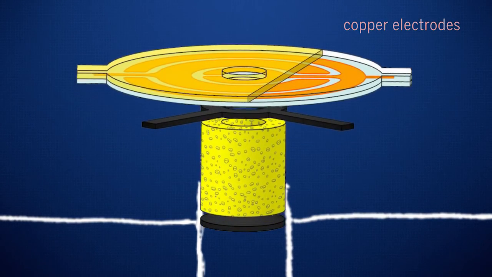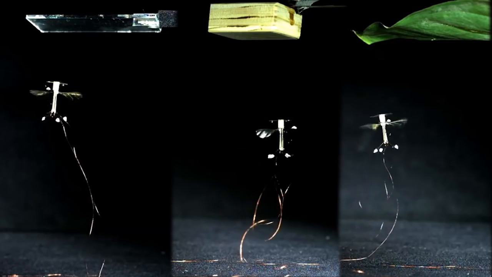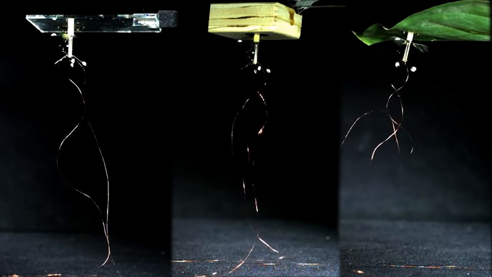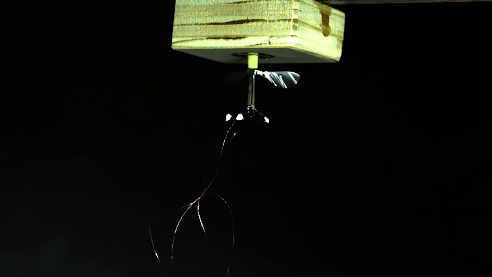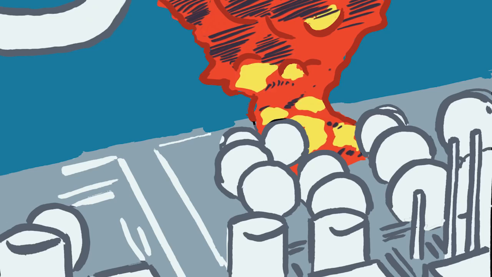The lightweight electrode patch combined with a flexible shock-absorbing mount enables the robot to perch on a variety of surfaces, glass, wood, and even a leaf. To detach, the electricity is turned off, allowing the patch to discharge.